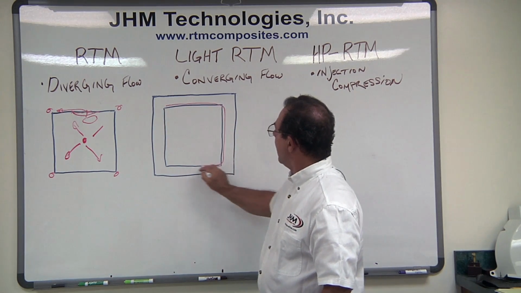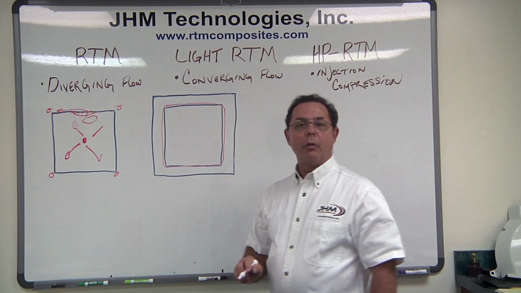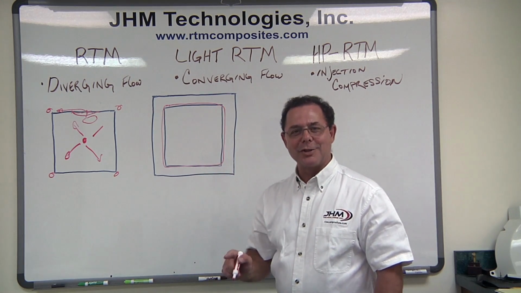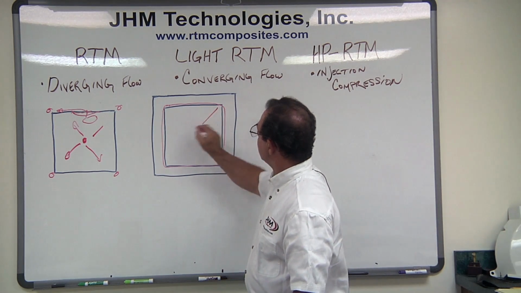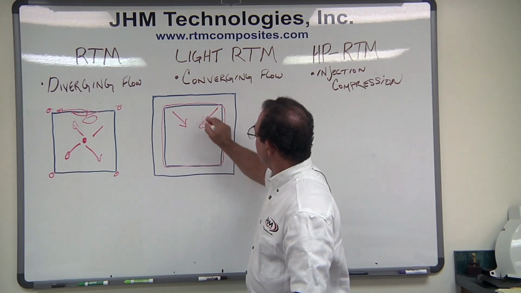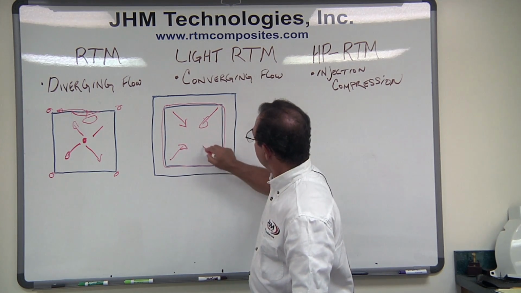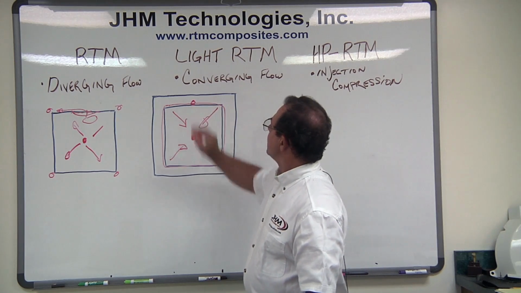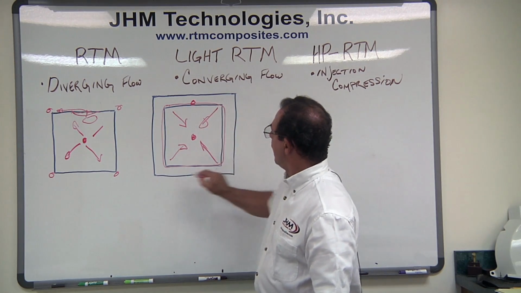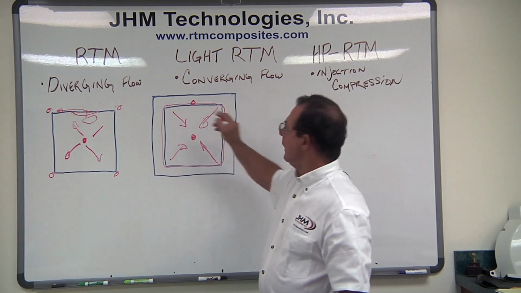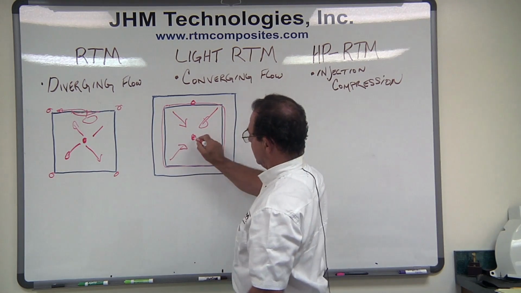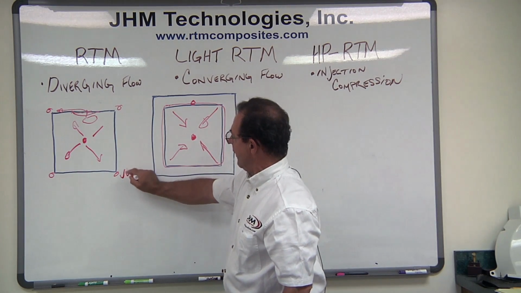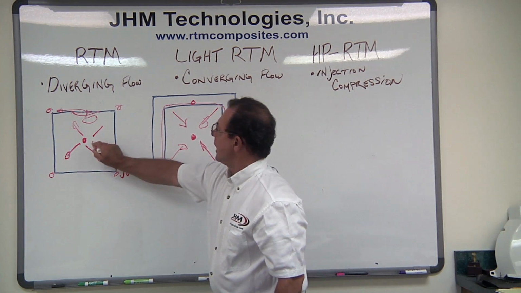Here, we create a resin channel all the way around. We ask the resin to racetrack around, and then we direct it to come inward to a central vent. So normally we have an injection port here, the resin's flowing around the cavity, and then converging to the vent, where we had venting here and injecting there.